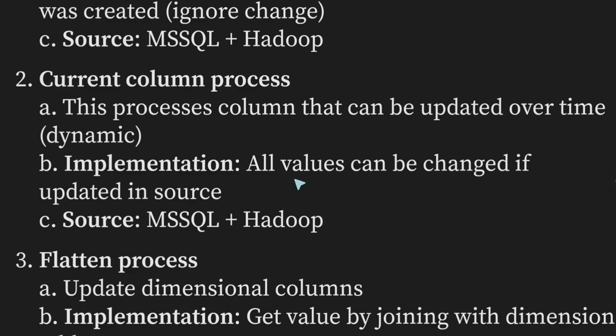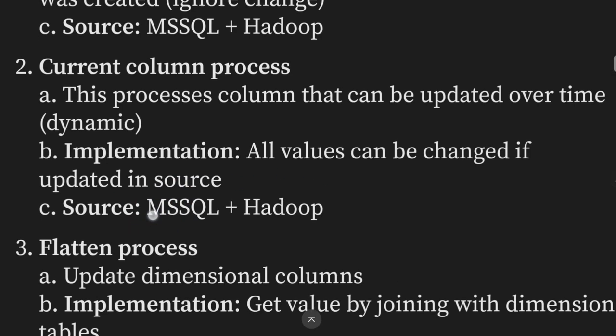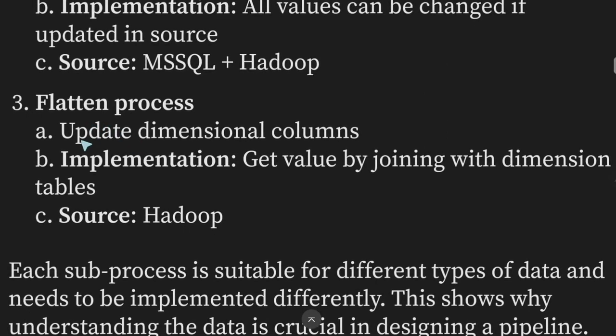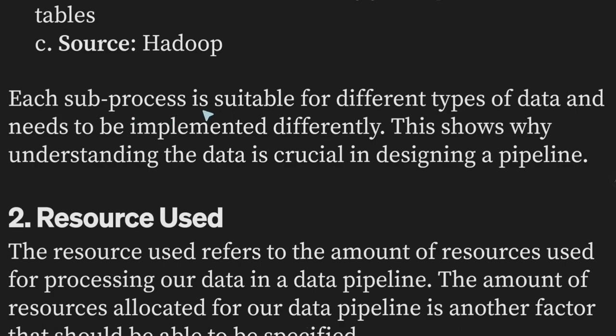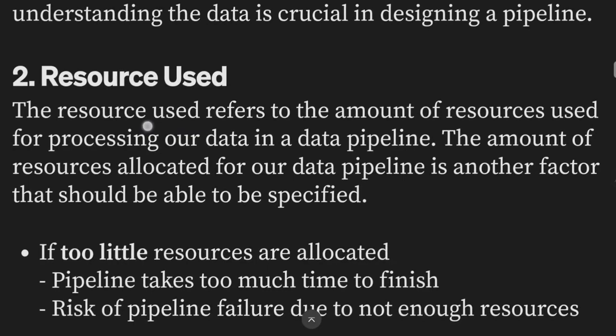Dynamic implementation: all values can be changed if updated in source. Source: MS SQL, Hadoop. 3. Flatten process, update dimensional columns. Implementation: get value by joining dimension table. Source: Hadoop. Each subprocess is suitable for different types of data and needs to be implemented differently. This shows why understanding the data is crucial in designing a pipeline.